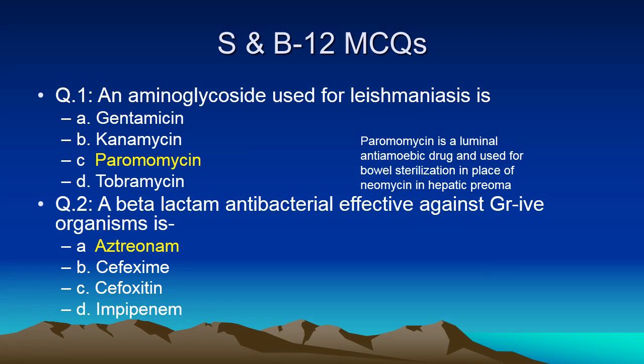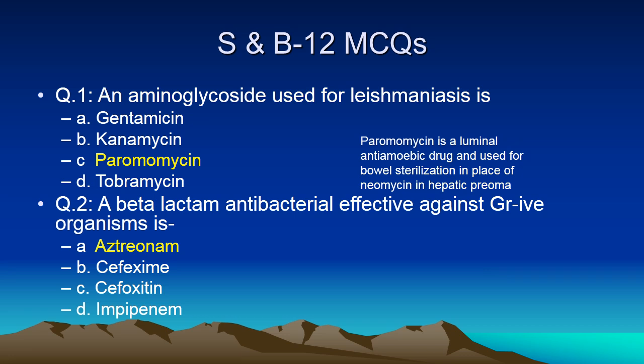First, we will discuss the solutions to the SNB12. It was based on MCQs. Question 1: an aminoglycoside that is used for leishmaniasis is paromomycin. Paromomycin has anti-amoebic activity and it is not absorbed, so it has been used to sterilize the bowel in hepatic precoma, and it is effective in visceral leishmaniasis to some extent.